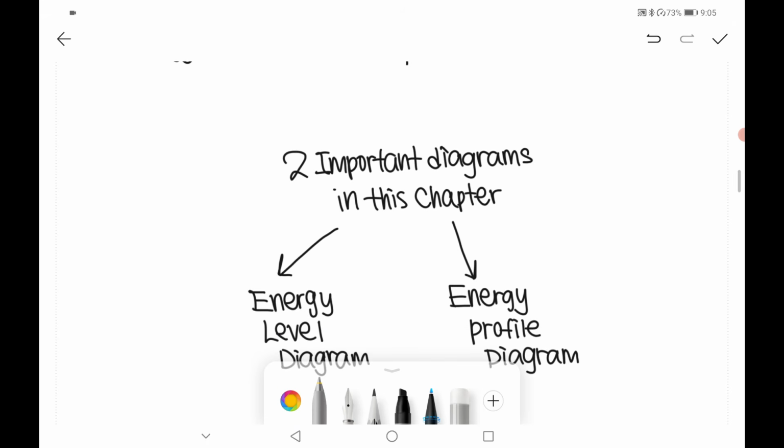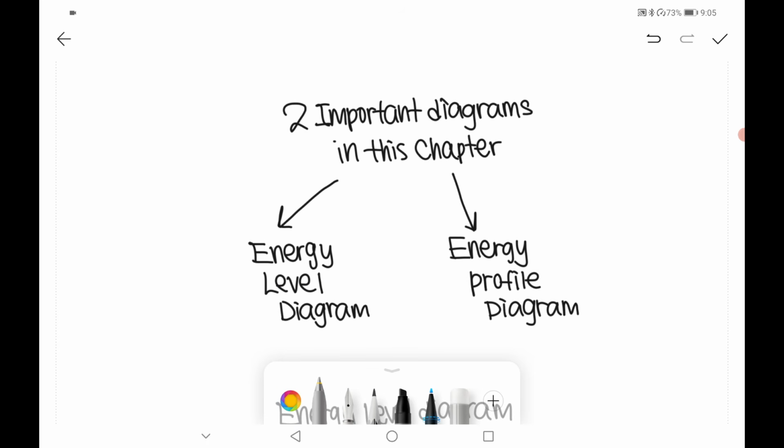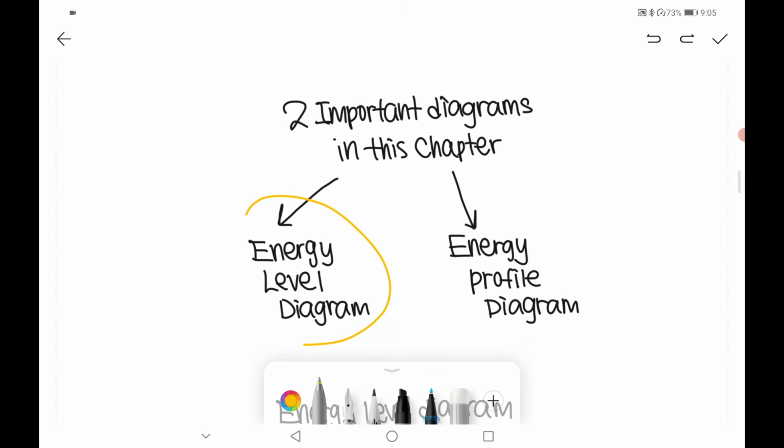All right, now the next thing that you need to know is this. In this chapter, we have two important diagrams that you must know. The first diagram is called the energy level diagram. The second one is called the energy profile diagram. You have to be careful here because many students always confuse energy level and energy profile diagrams. Let's start with the energy level diagram first.